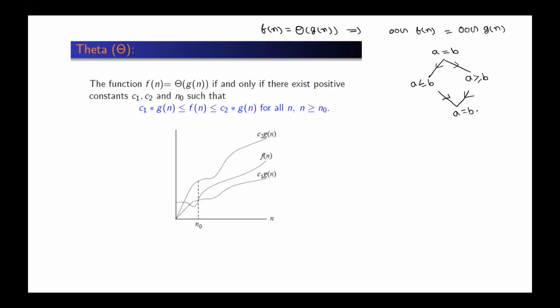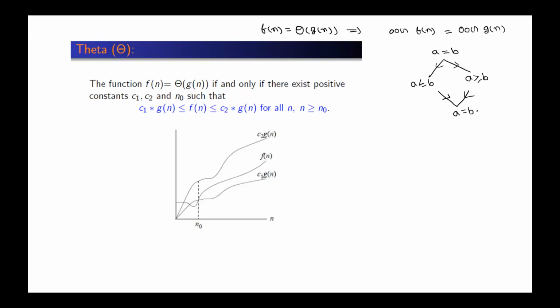A is less than or equal to b is true. A is greater than or equal to b is also true. What should be the relation between a and b? That means a should be equal to b, no?